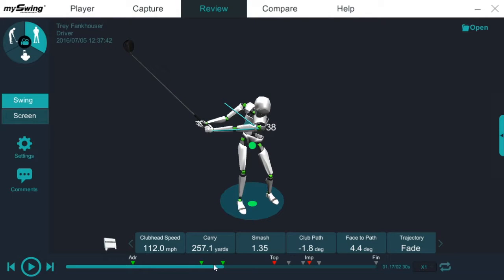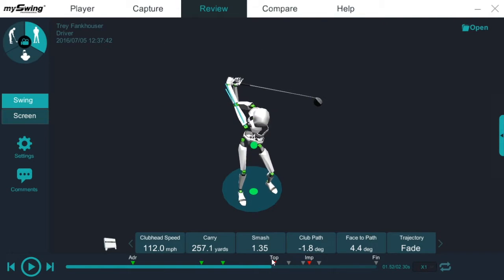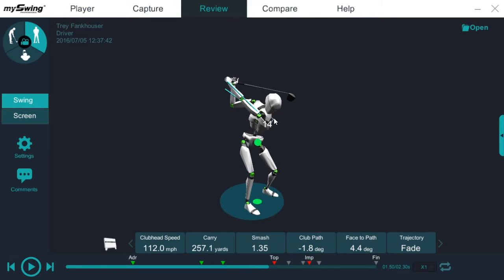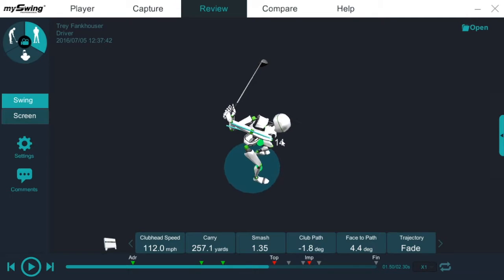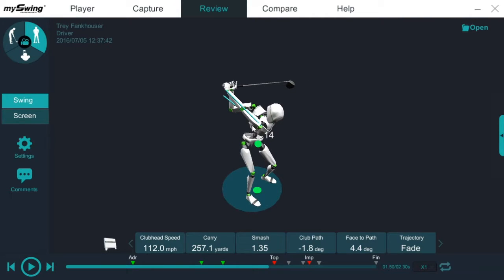Now from here, everyone's going to differ. Some players are going to maintain around 35 degrees. That would be what you would consider width, where Trey's not. Trey is going to get his lead arm well in and across his chest. So he gets it all the way down to 14 degrees. That's a pretty low number. That is something that I would definitely recommend taking a look at.